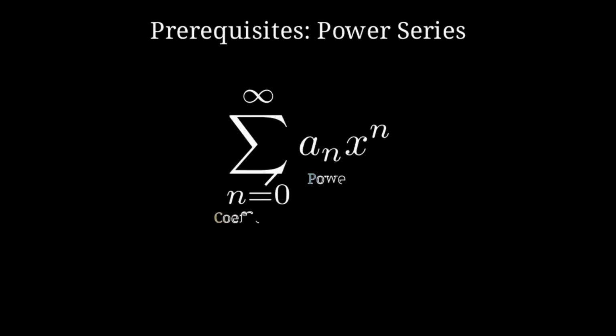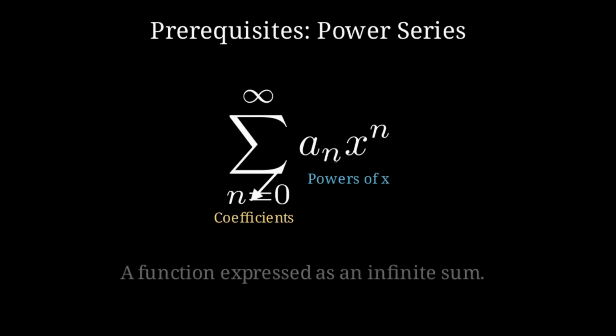A power series is essentially an infinite polynomial. Our goal with the Taylor series is to find the specific coefficients, those an values, that make our polynomial match the behavior of our target function perfectly at a specific point of interest.